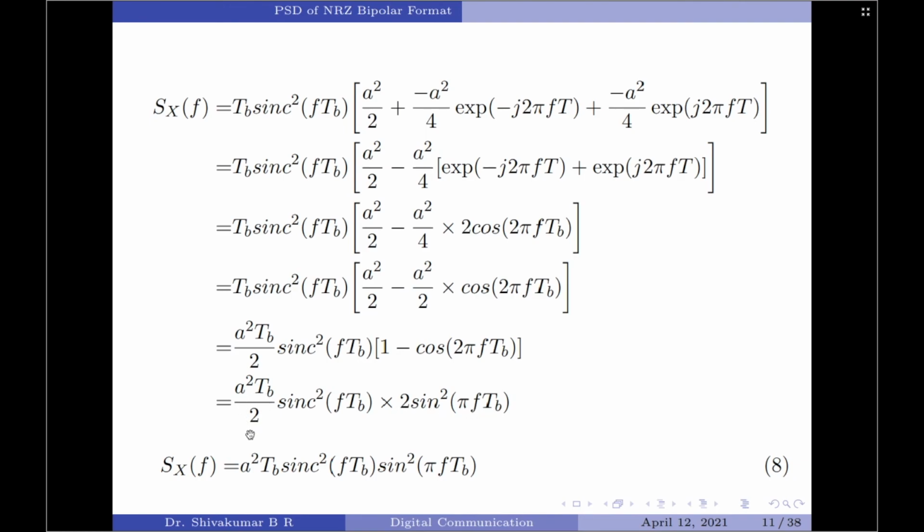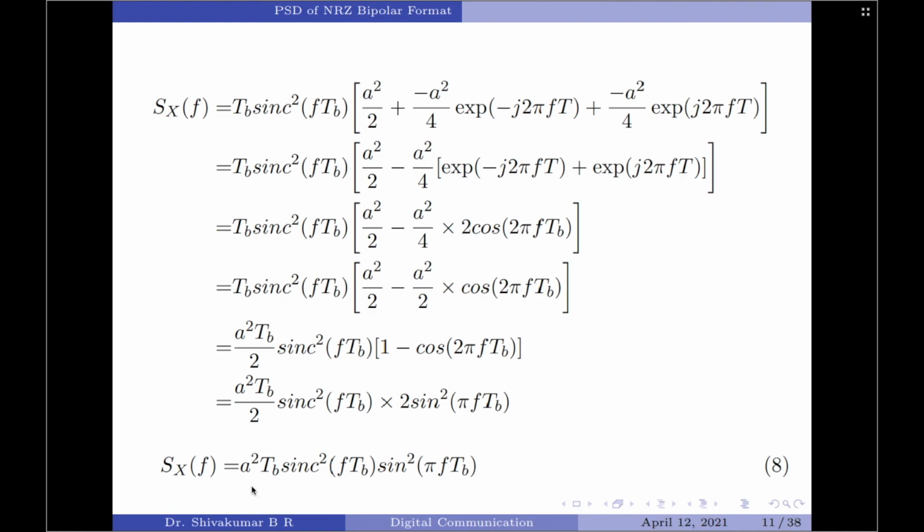Now, we have a 2 in the denominator here and we have a 2 in the numerator here. Let us cancel them out, and this produces the final expression for the power spectral density of bipolar format, particularly NRZ type, as a squared Tb sinc square f Tb followed by sin squared pi f Tb.